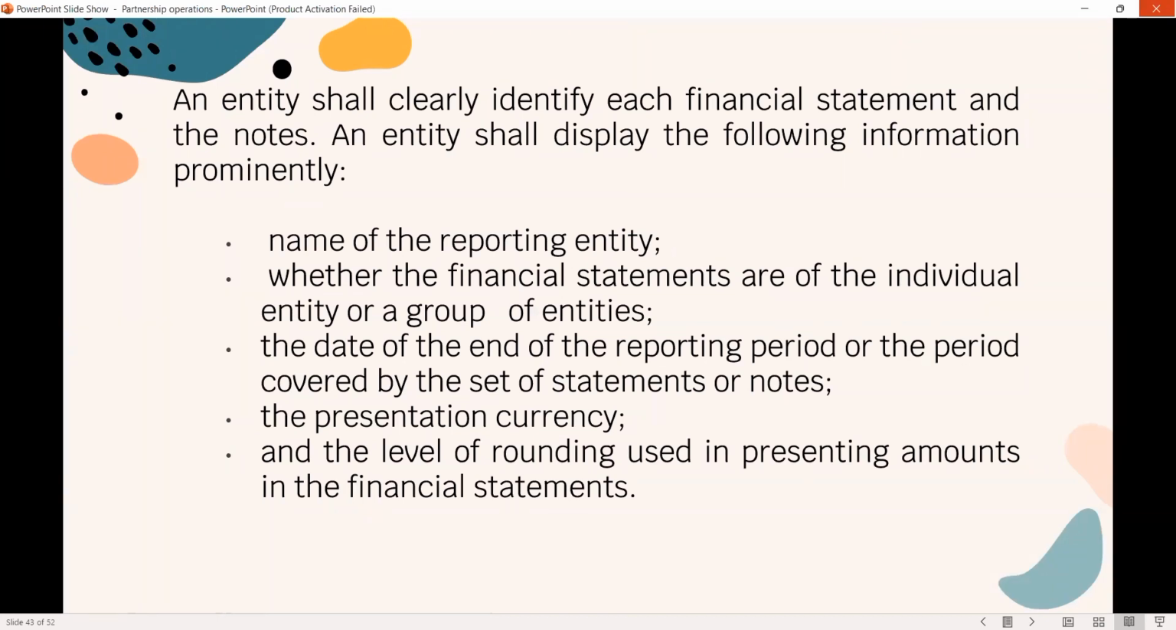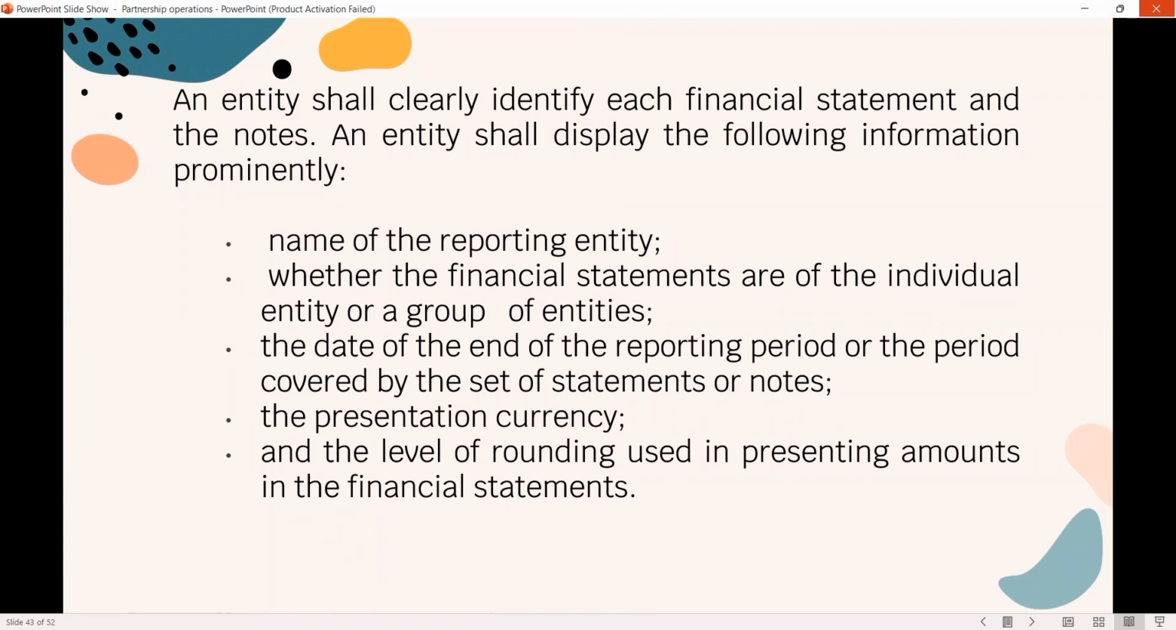An entity shall display the following information prominently. First, syempre, name of the reporting entity. Hindi pwedeng walang pangalan. Syempre, kailangan yun. Second, whether the financial statements are of the individual entity or a group of entities. Third, the date of the end of the reporting period or the period covered by the set of statements or notes. Fourth, kung ano yung currency na ginamit and the level of rounding used in presenting amounts in the financial statements.